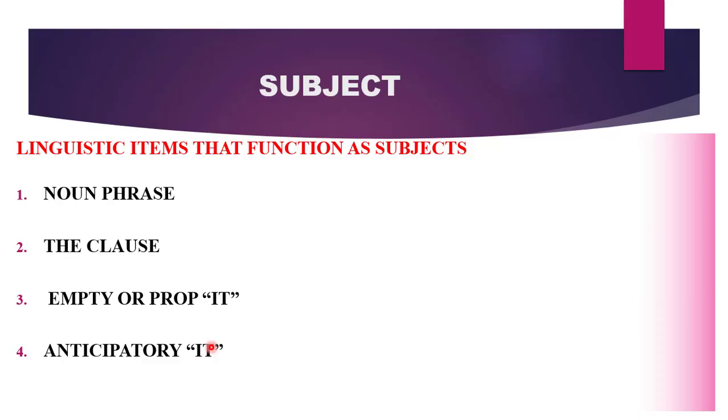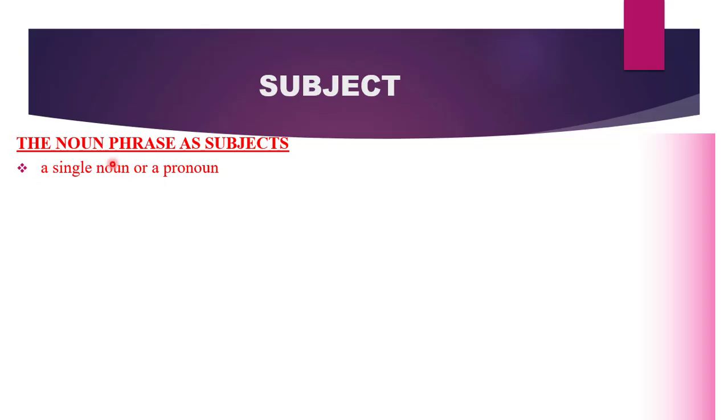Let us first look at noun phrases that function as subjects. When noun phrases function as subjects, they can be a single noun or a pronoun. Let us have an example. John loves reading. Who loves reading? John. John is our subject and it is a single noun. Therefore, a single noun can represent a noun phrase functioning as a subject. In this sentence, John is being talked about. Therefore, John, which is a single noun, will function as our subject.